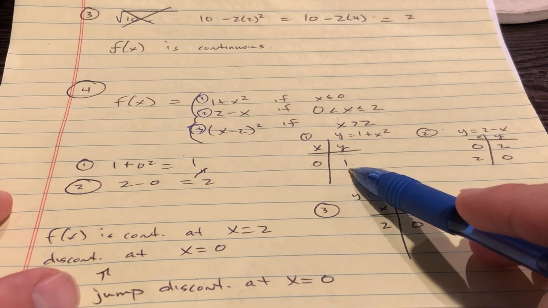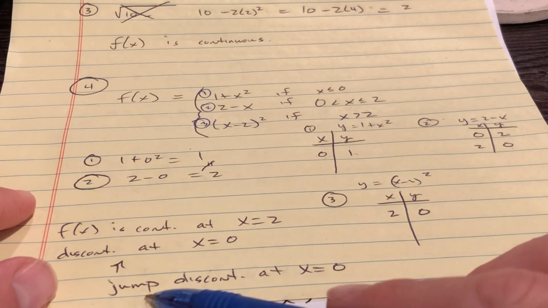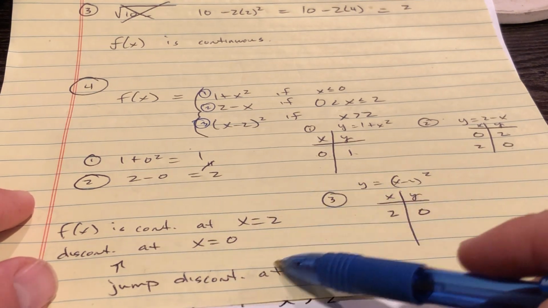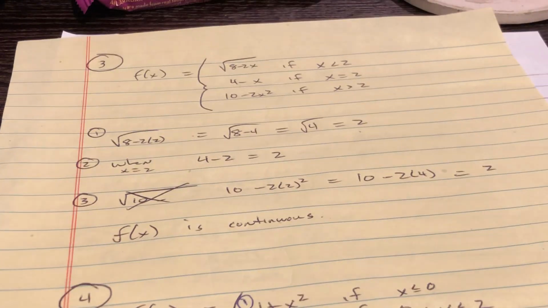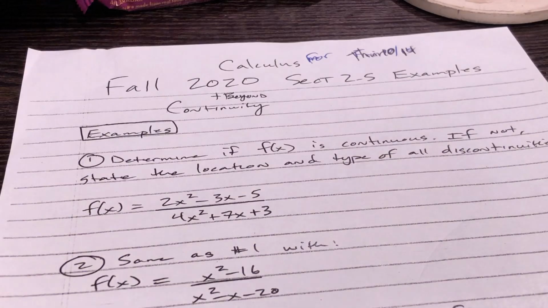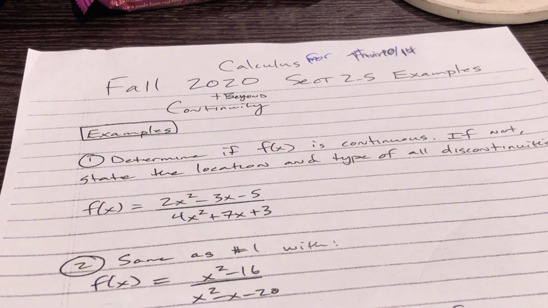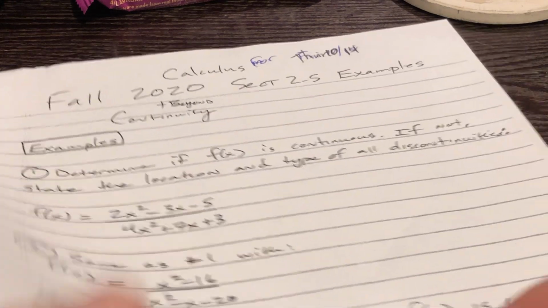All right, there'd be a closed circle here, open circle here, but I still jump. That is a jump discontinuity at x equals 0. And in college algebra, I told you that sort of analysis was going to come in calculus, and here it is.